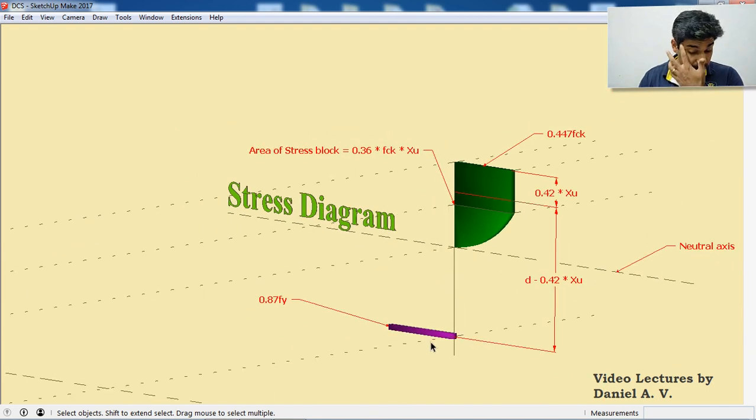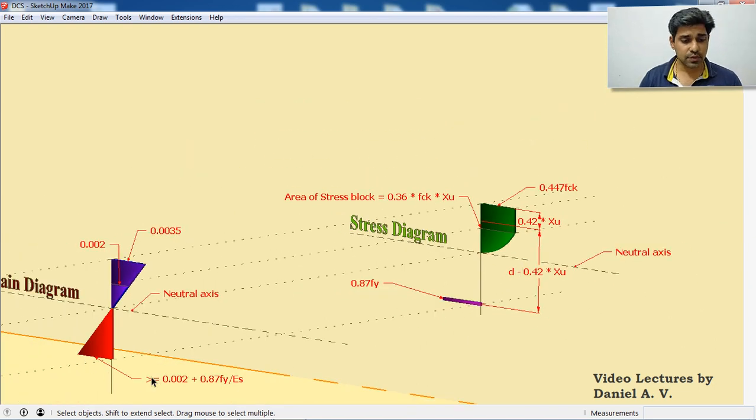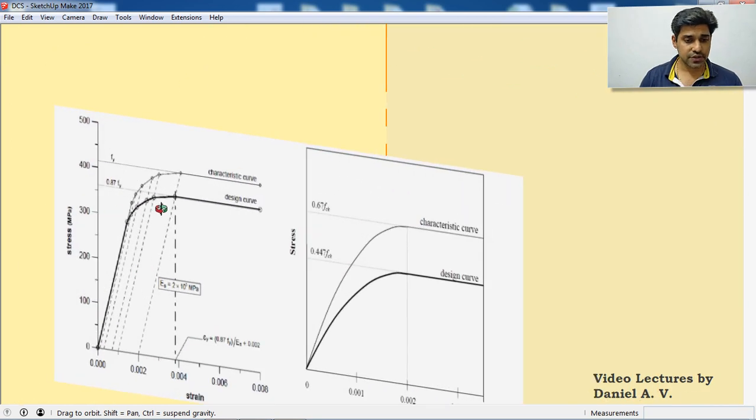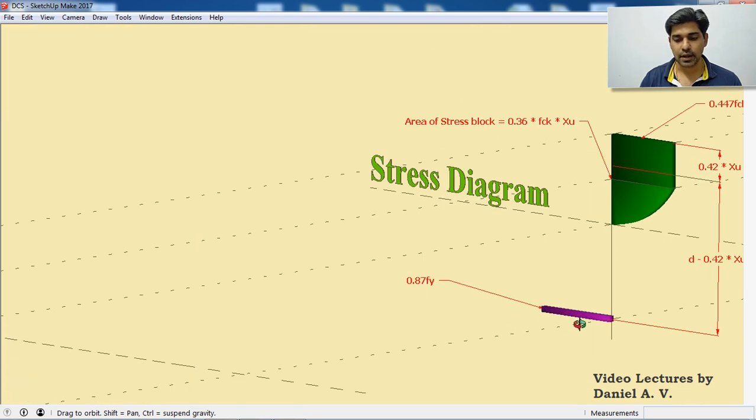And now I'm moving to the tension part. So in tension, the strain value is 0.002 plus 0.87 Fy/Es. And if I refer to this particular stress strain curve of steel, I'm going to find that the stress corresponding to a strain of this much is 0.87 Fy. So I'm directly plotting the stress value as 0.87 Fy.